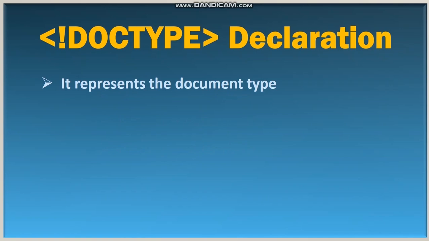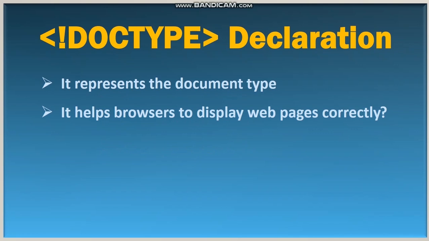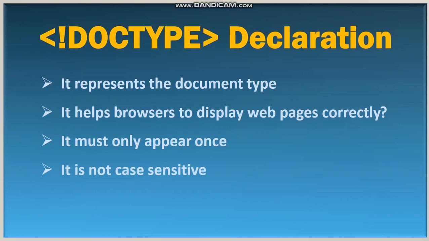Doctype declarations. The doctype declaration represents the document type. It helps browsers to display web pages correctly. It must only appear once at the top of the page before any HTML tag. The doctype declaration is not case sensitive.